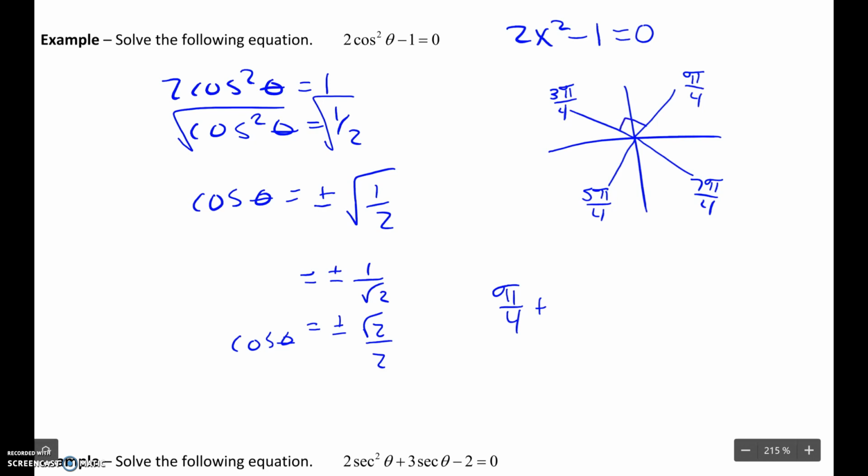plus, that's a 45-degree angle, right? So pi over 2 times k. Pi over 2 times 1, pi over 2 times 2, pi over 2 times 3, 4, 5, 6, 7. So this is my answer.